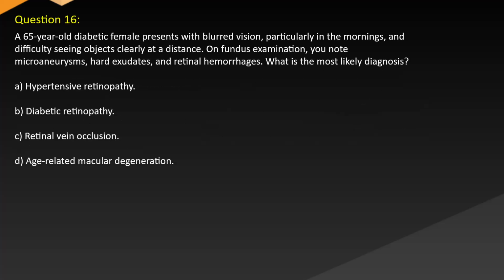Question 16. A 65-year-old diabetic female presents with blurred vision, particularly in the mornings, and difficulty seeing objects clearly at a distance. On fundus examination, you note microaneurysms, hard exudates, and retinal hemorrhages. What is the most likely diagnosis? A. Hypertensive retinopathy. B. Diabetic retinopathy. C. Retinal vein occlusion. D. Age-related macular degeneration.